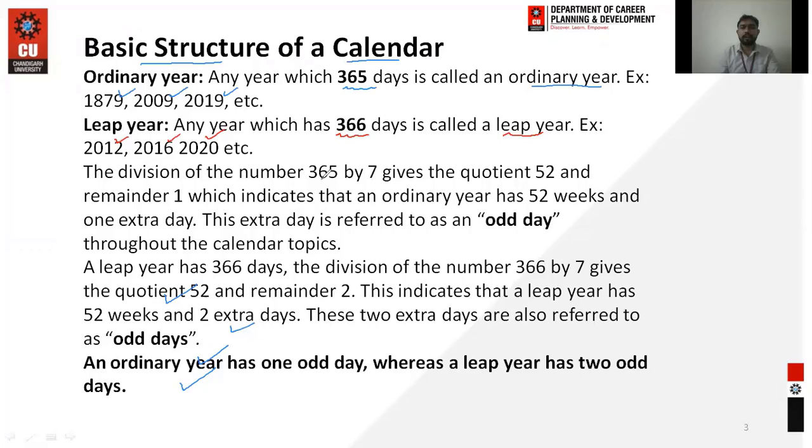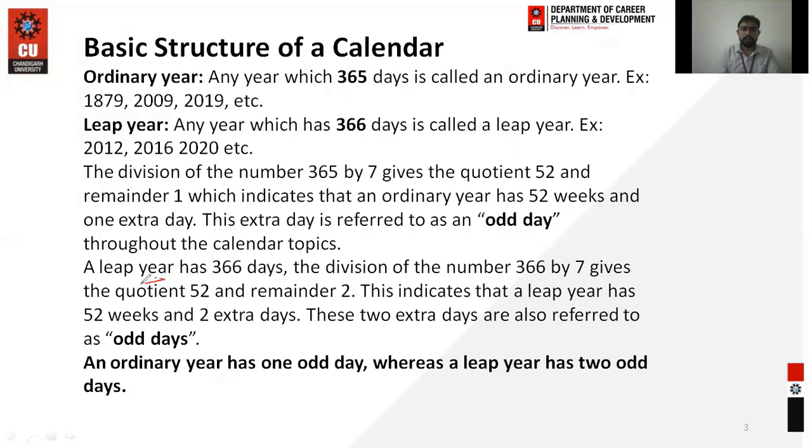When we divide an ordinary year, meaning a year having 365 days, by 7, we get a quotient of 52 and a remainder of 1, which indicates that an ordinary year has 52 weeks and 1 extra day. Now, this extra day is regarded as an odd day. So, from here we can say that every ordinary year will have one odd day.